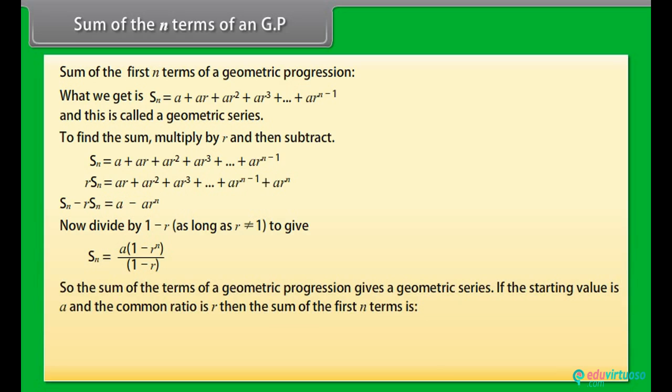If the starting value is a and the common ratio is r, then the sum of the first n terms is Sn equals a into (1 minus r raised to the power n) whole upon (1 minus r), provided that r is not equal to 1.